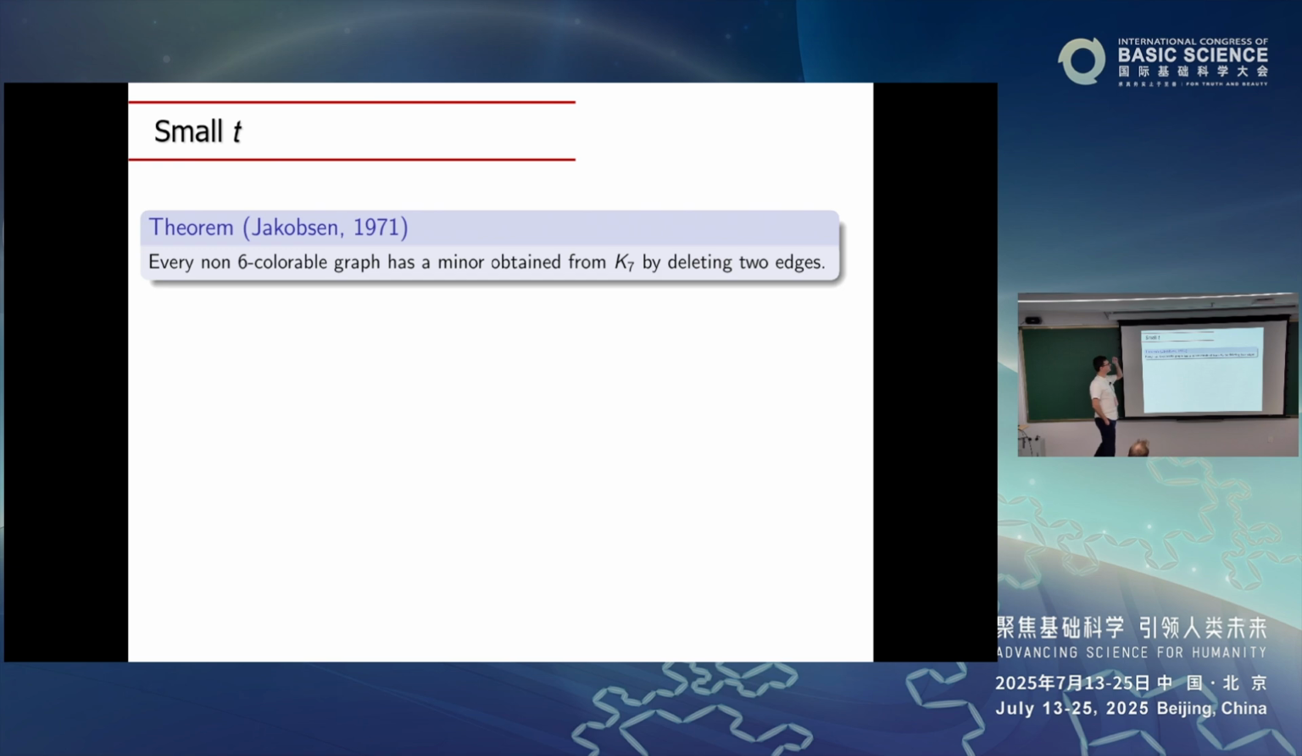And an old theorem of Jakobsen from the 1970s said that you don't need to sparsify the complete graph on 7 vertices much. If the graph is not 6-colorable, you will always have a minor which is almost the complete graph on 7 vertices. It only misses 2 edges. Okay?